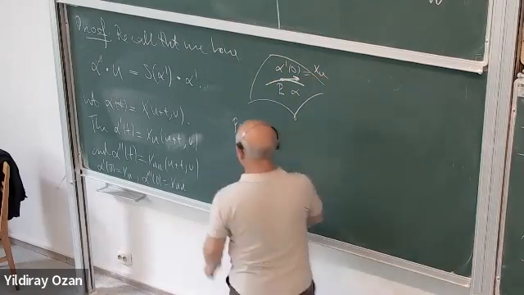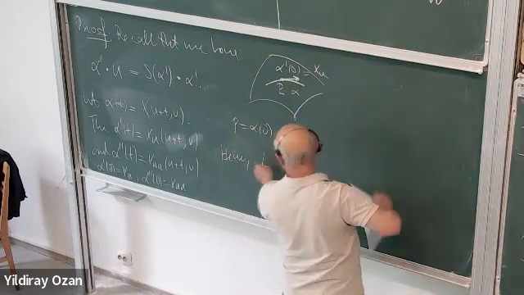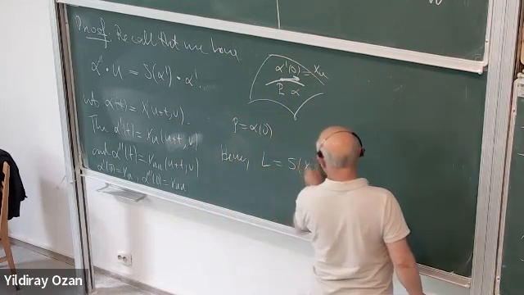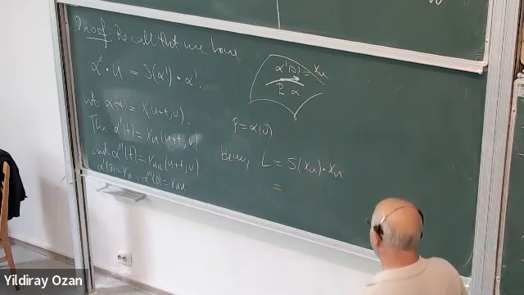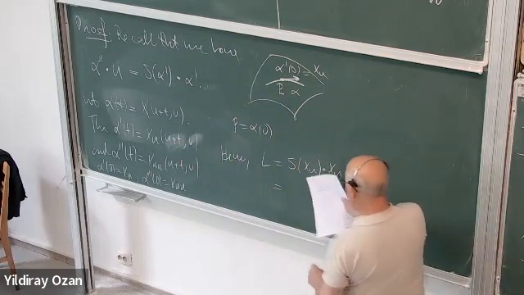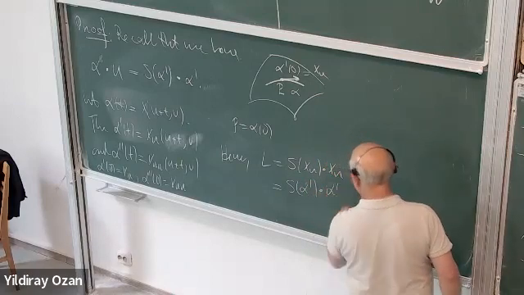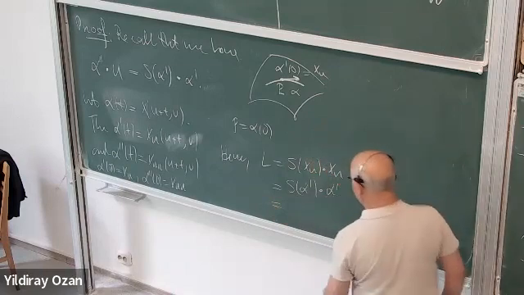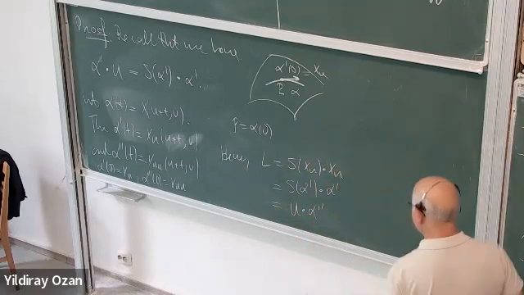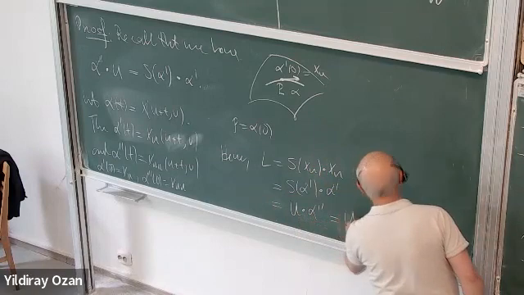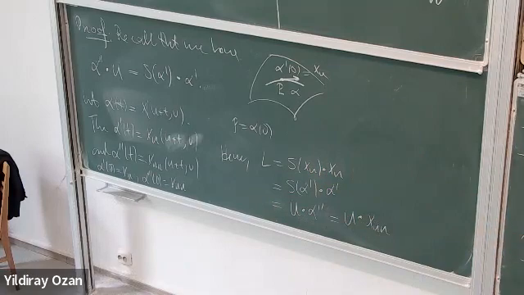Now, from this we see that hence L, which is S of X sub U dot product X sub U, is equal to S of alpha prime dot product alpha prime, but this is equal to U dot product alpha double prime. So that is equal to U dot product X sub UU. All right.